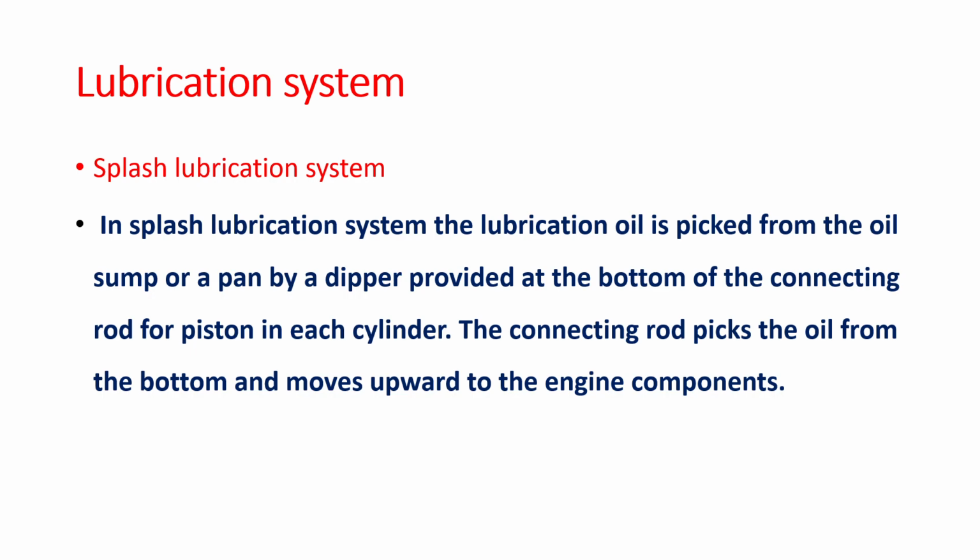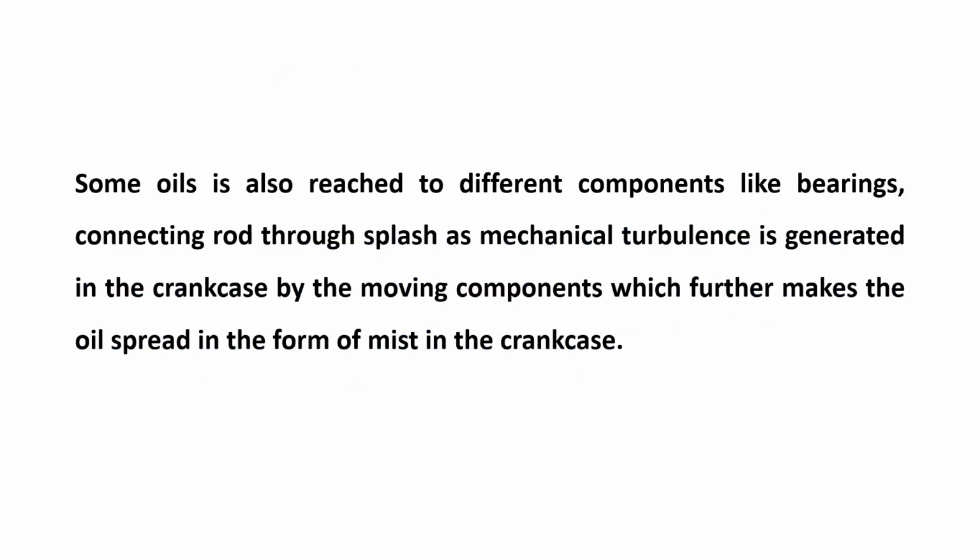In the splash lubrication system, the oil is taken from the oil pan by a dipper. It picks the oil and moves upward to the engine components. It is splashed like this. Due to the mechanical turbulence, the oil is thrown onto the various parts by means of a scoop, dipper or the crank webs. The scoops or dippers are fitted to the big end bearing caps. When it dips into the oil at every revolution, the oil gets slapped. One will be dipped, and another will be splashing.